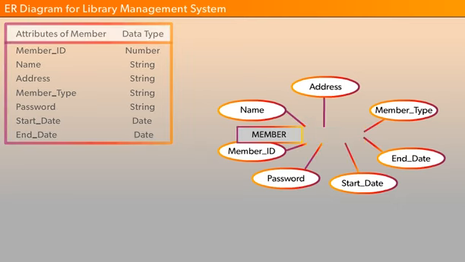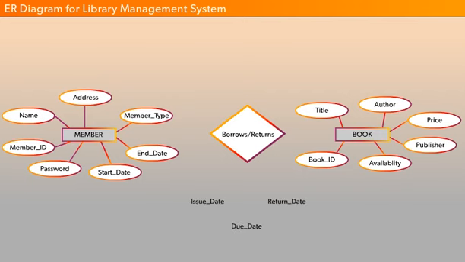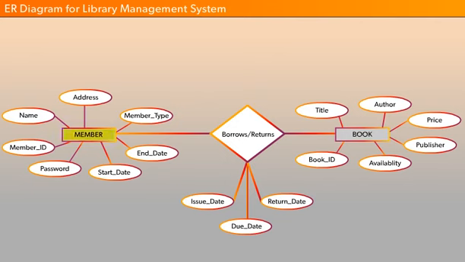Similarly, the member entity set can be represented using a rectangle, and its attributes are represented using ellipses and connected using lines. Now, let us see how to represent the relationship borrows or returns. The diamond is used to represent the relationship and its attributes are represented using the ellipses. The relationship borrows or returns and its attributes are connected using lines. Finally, the lines connect the entity sets member and book to the relationship borrows or returns.